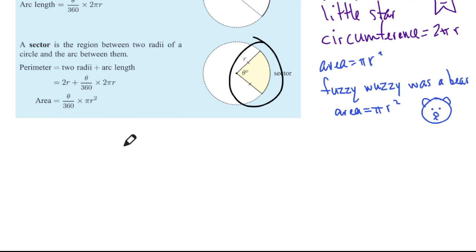Very similarly for the sector area. For the sector area, you start again with angle size over 360, which is the fraction of the circle, and then multiply it by the total area, pi r squared. So this is sector area.